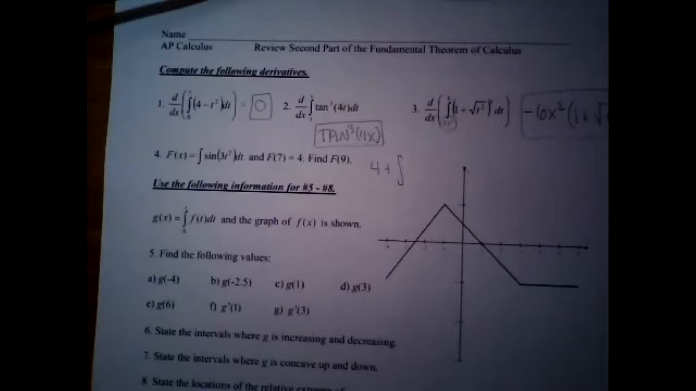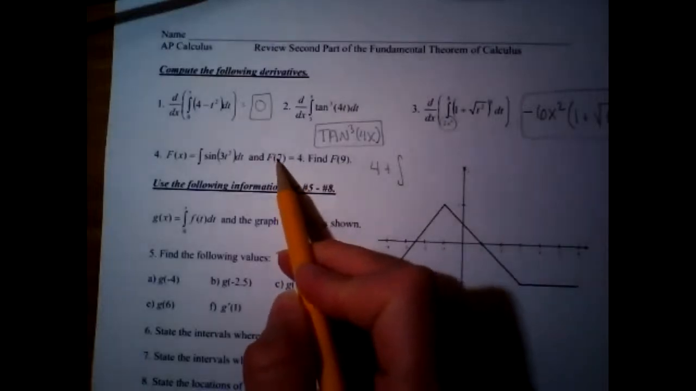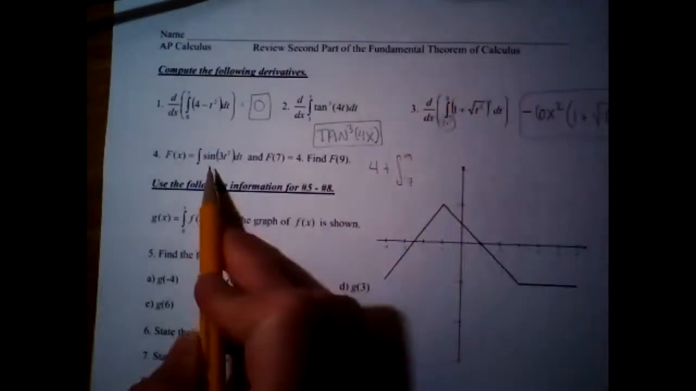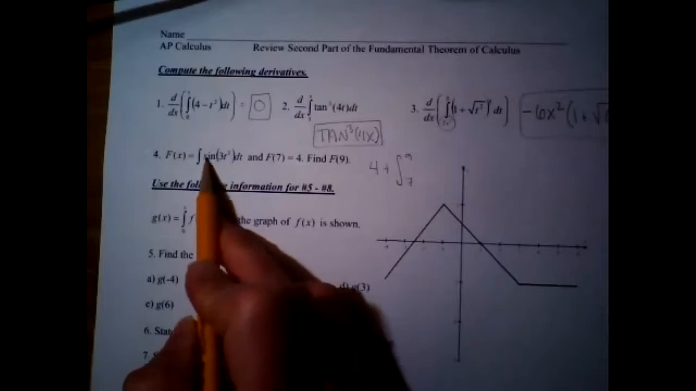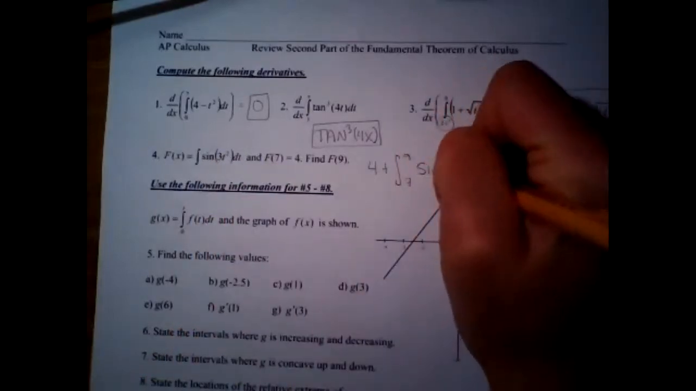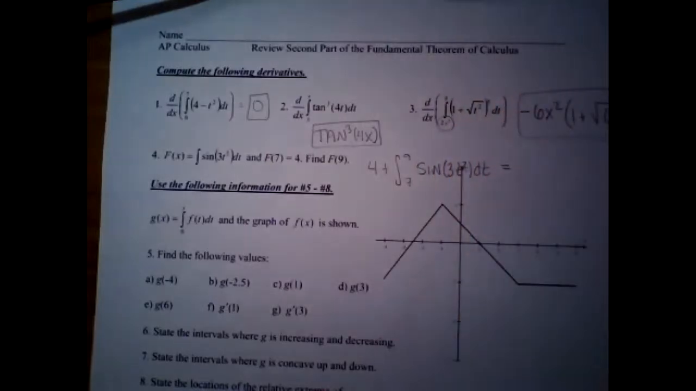Okay, good. 7 to 9, perfect. It doesn't start at 0. It starts at 7, and we're trying to get to 9. So 7 to 9, and then sine of 3t squared dt. And that is what we are going to put in our calculator.